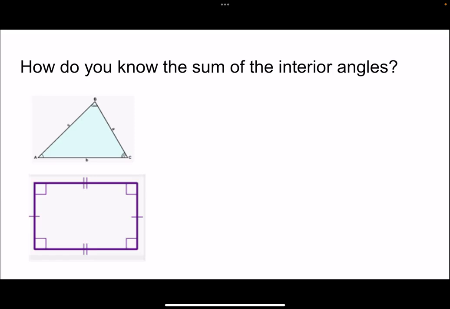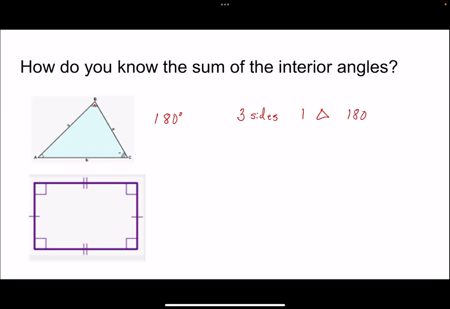How do you know the sum of the interior angles? Well, let's see. We've got 3 interior angles here, and we know any triangle has 180 degrees. So let's see. There were 3 sides. We got 1 triangle, and we got 180 degrees.